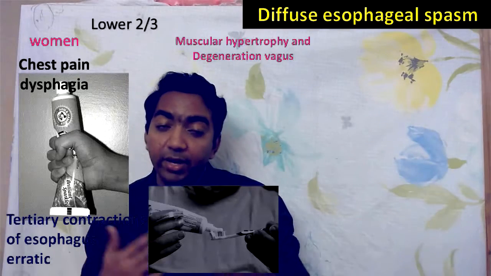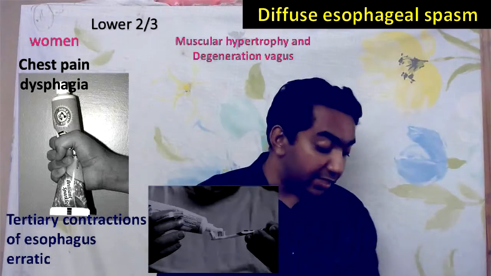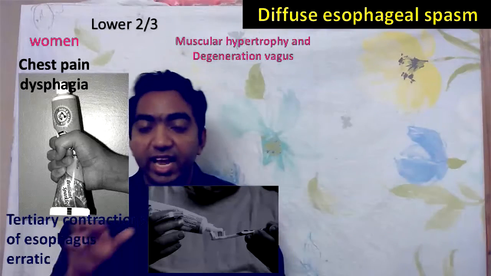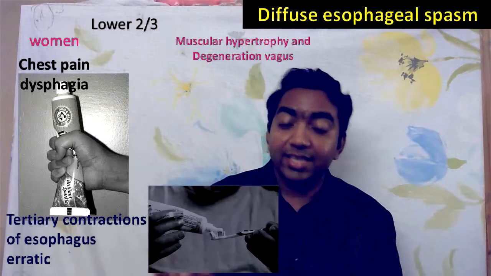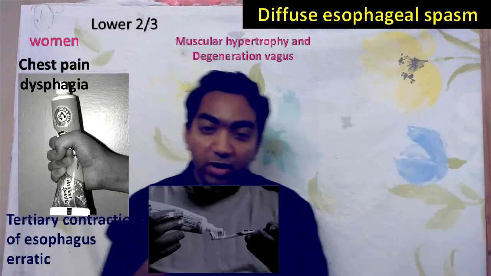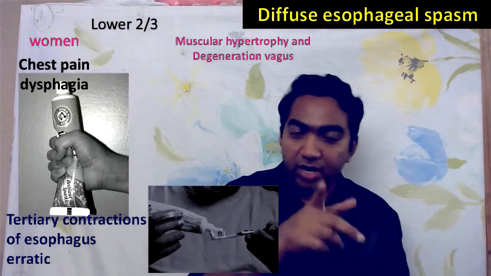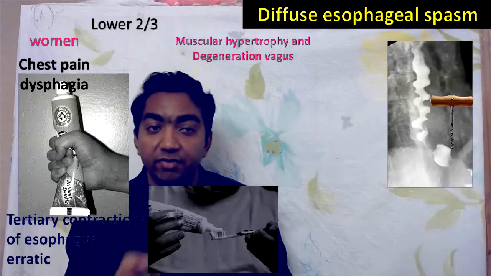That will depend upon whether the peristalsis reaches the lower esophageal sphincter or not. The lower esophageal sphincter will be functionally and physiologically normal, but the contractions in the body of the esophagus will be erratic and multiple. That is regarding diffuse esophageal spasm. Now, this is the esophagogram picture in diffuse esophageal spasm.